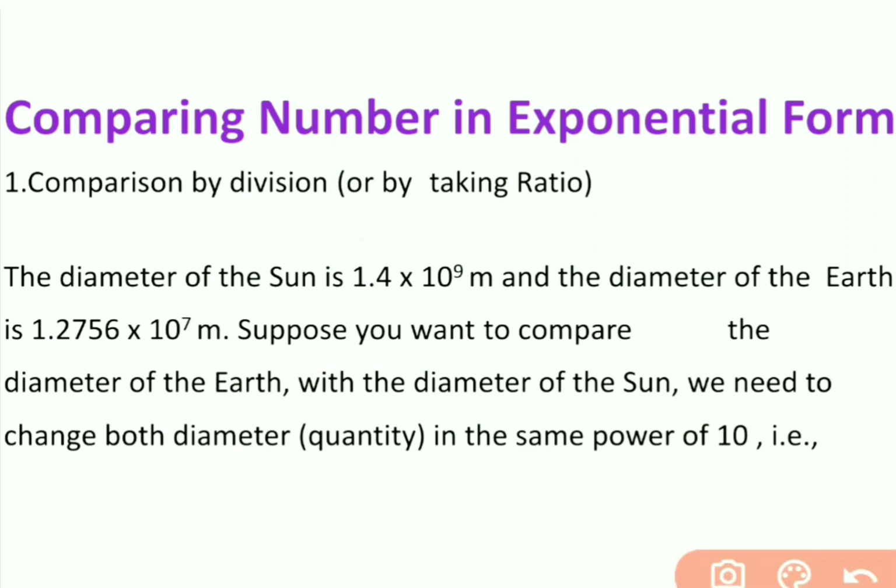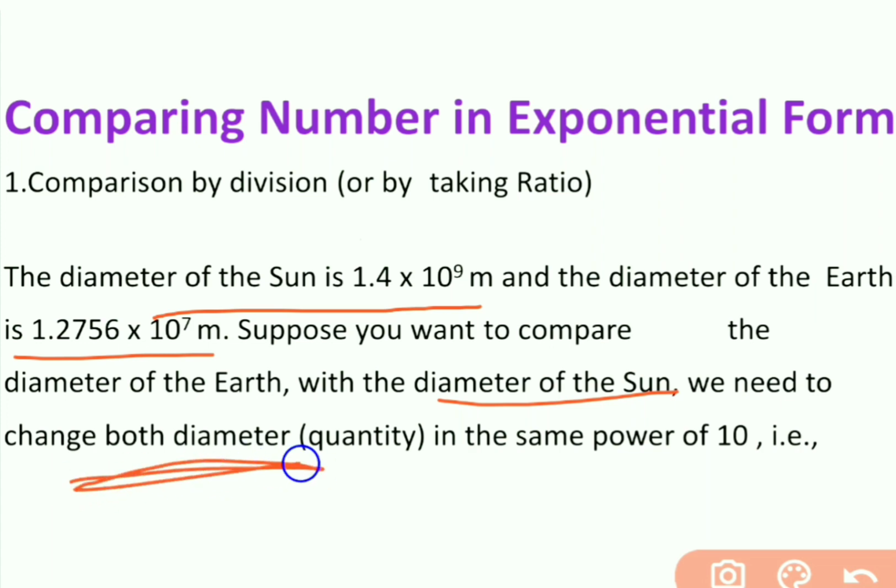The diameter of Sun is 1.4 into 10 raised to the power 9 meter, and the diameter of Earth is 1.2756 into 10 raised to the power 7 meter. Suppose we want to compare the diameter of Earth with the diameter of Sun. So we need to change both the quantities, here the quantity is diameter, and in other cases the quantity is anything else. So we need to write the diameter in the same power of 10.